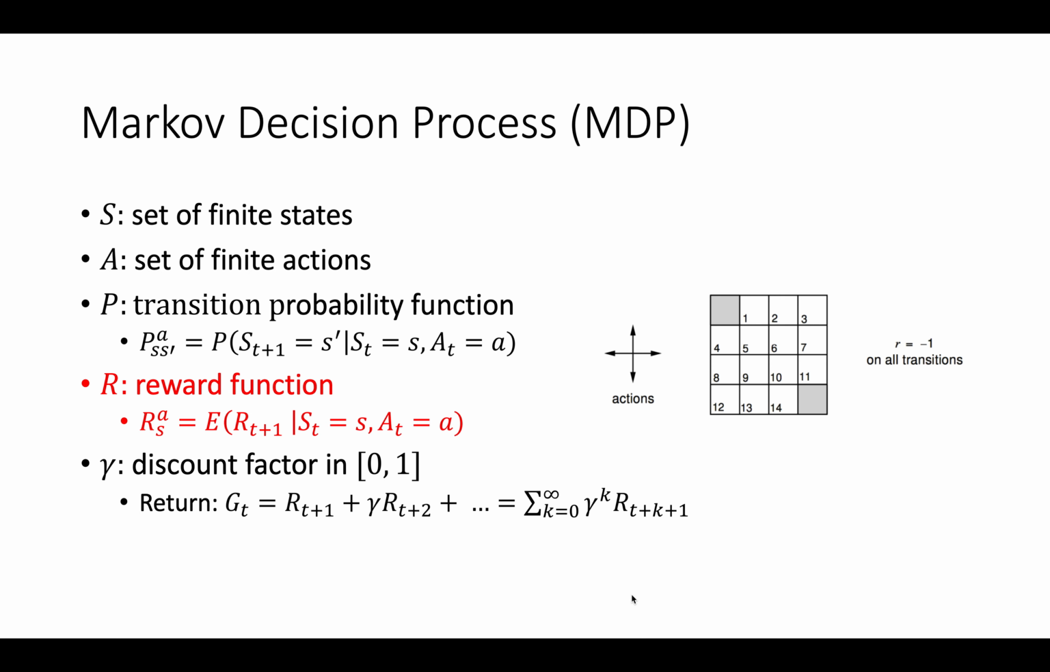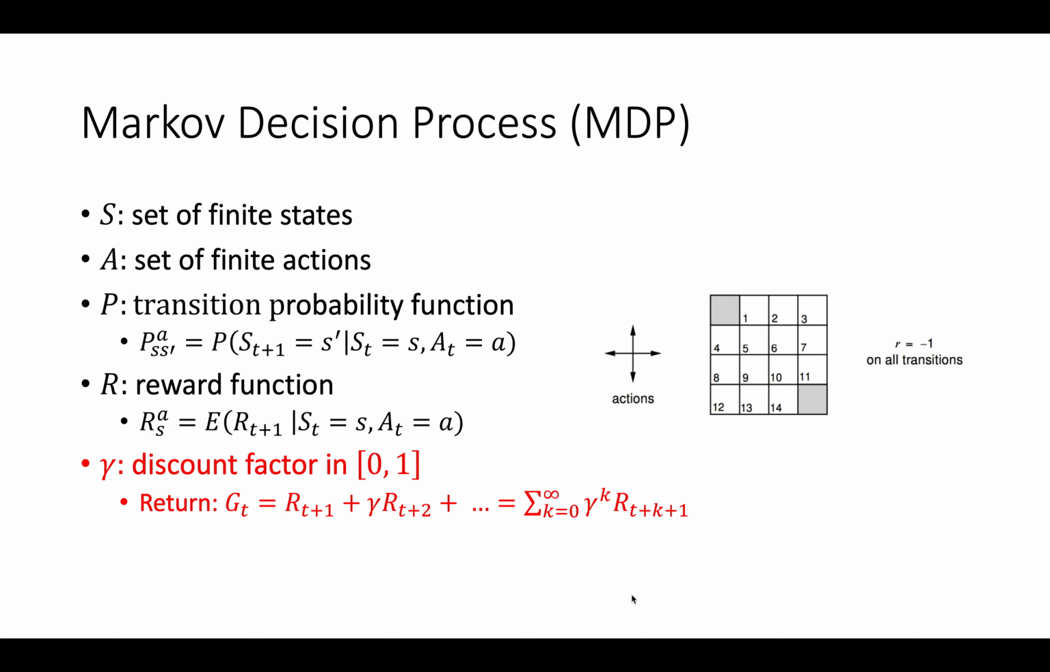Next is the reward function. This tells us how much reward we expect to get when we take action A in state S. Reward is good when it's positive, and we generally want to maximize reward. In our example, reward is always -1 for any action taken, except in a terminal state, in which case the reward is always 0.